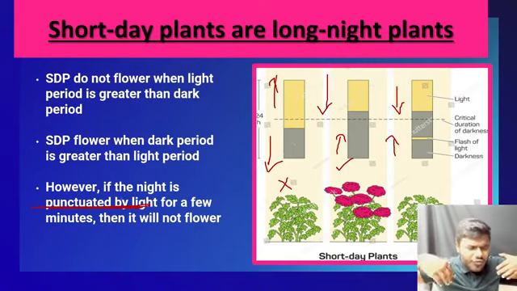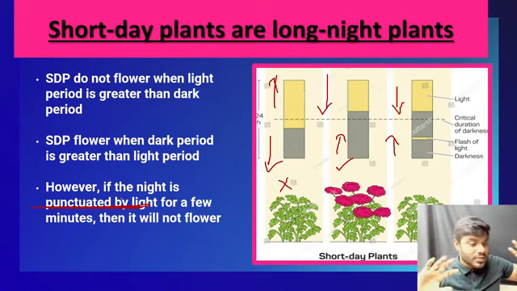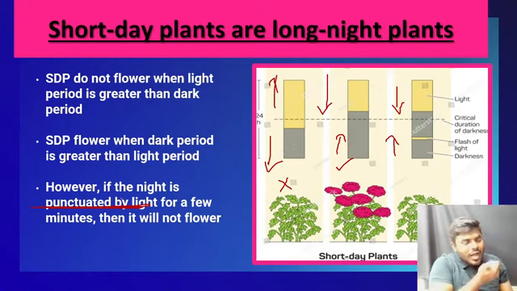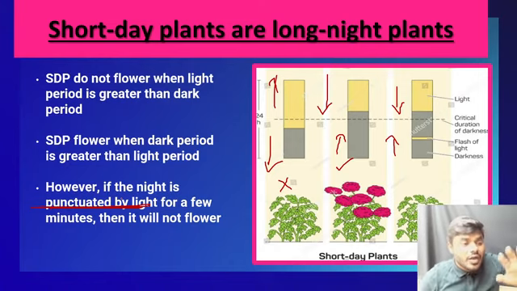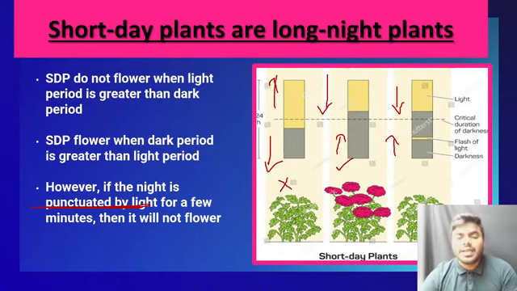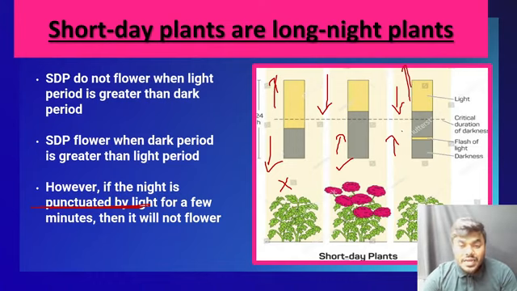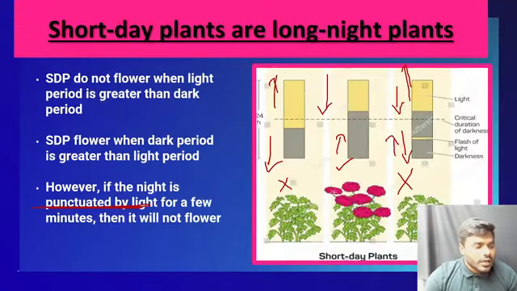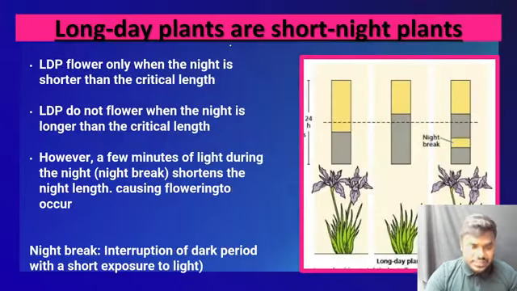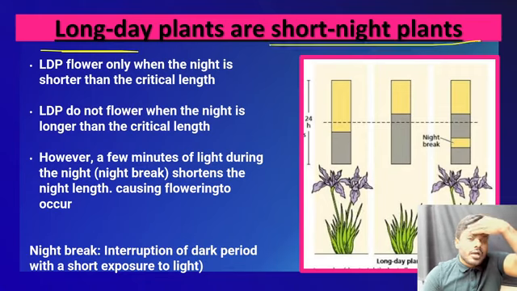You know, friends, if we are moving in a dark area, and all of a sudden we switch on the torch light, we'll see everything, which means we are disturbing the night length. Same way here. So when we disturb the night length with the flashlight, day length increases, night length decreases. As a result, friends, short day plants are not flowering. That's a simple point. So keep it in your mind. Short day plants are long night plants. Now the second one, opposite. Long day plants are short night plants.